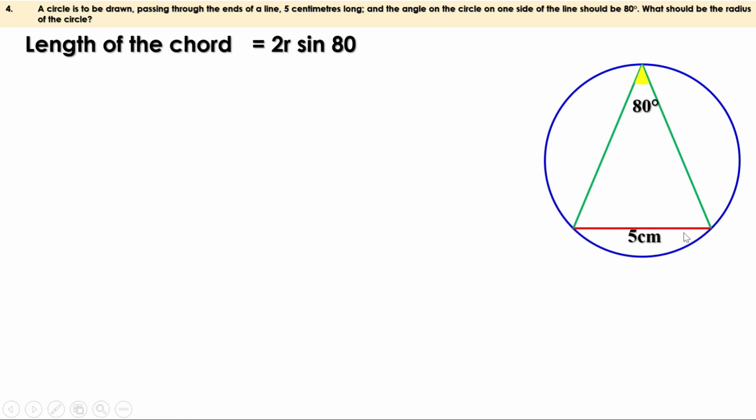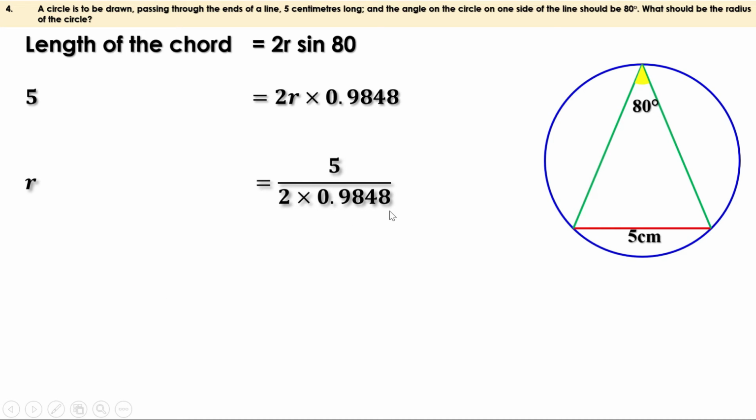Here length of the chord is 5 centimeters and value of sine 80 is 0.9848. So we can write this as 5 equal to 2r into 0.9848. We need to find the value of r. For that, let us take 2 into 0.9848 on the other side. We get 5 by 2 into 0.9848 equal to r. 5 by 2 is 2.5. Therefore, this can be written as 2.5 divided by 0.9848.